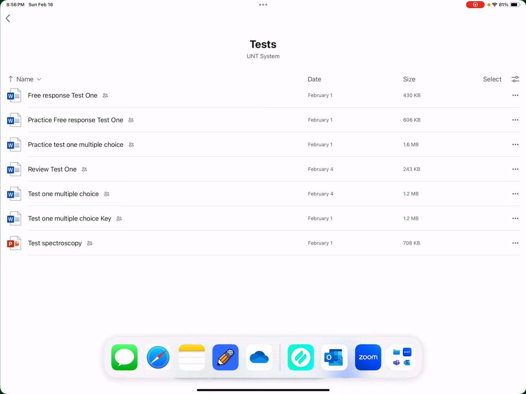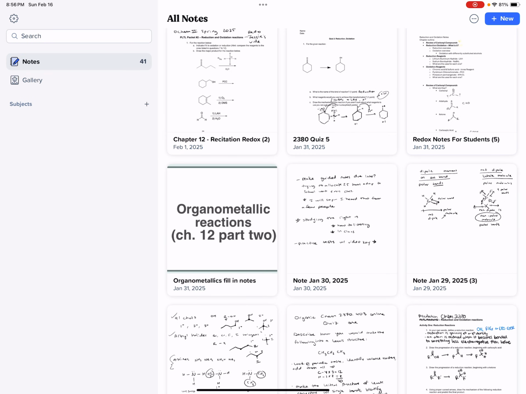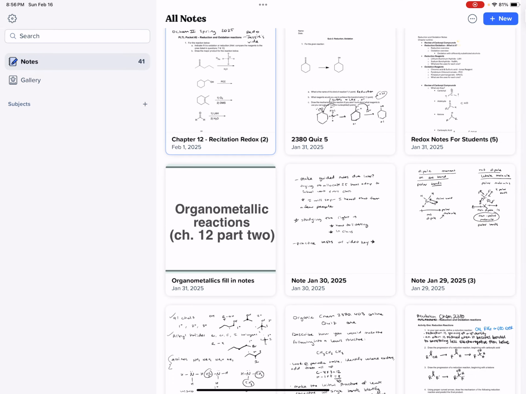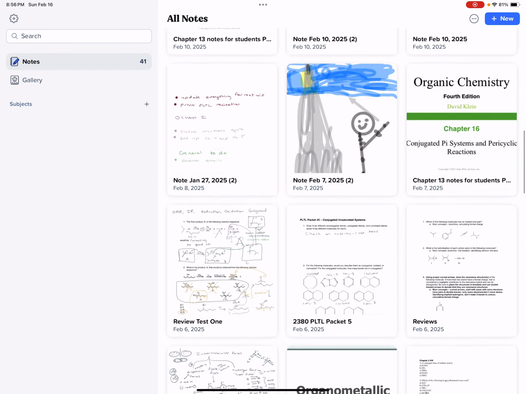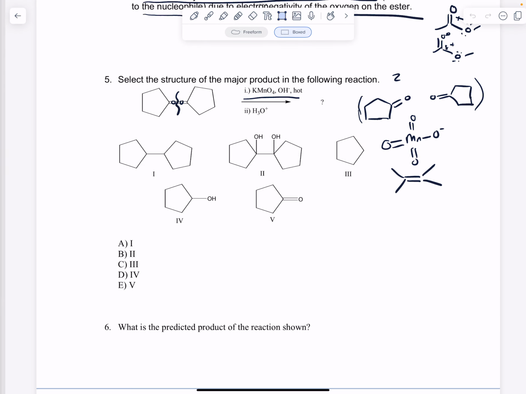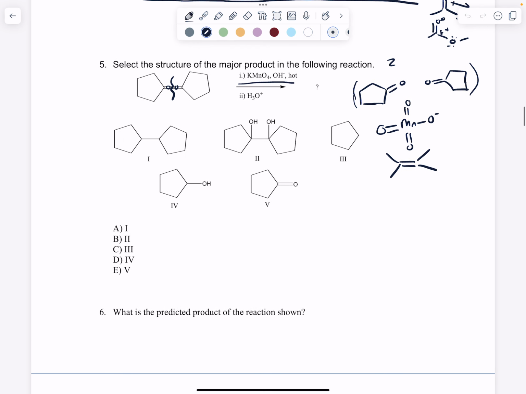Oh wait, that's not where I'm trying to be. Sorry. You didn't need to know the mechanism to be able to answer this multiple choice question. All you needed to be able to do was know the end products. And I wonder if this acid is what threw you off, but even if you weren't sure about the acid, you knew that KMnO4 hot cleaved that double bond and adds an oxygen to either side.